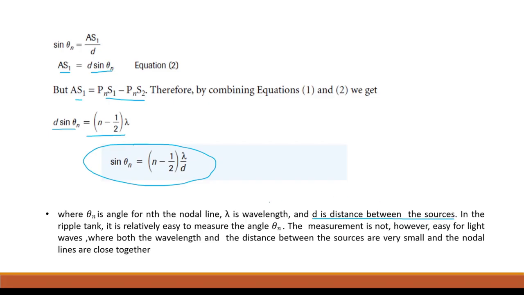In the ripple tank, it is relatively easy to measure the angle theta n. The measurement is not, however, easy for light waves, where both the wavelength and the distance between the sources are very small and the nodal lines are very close together. So we can use this instead.